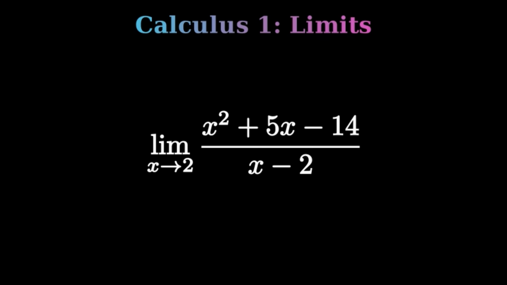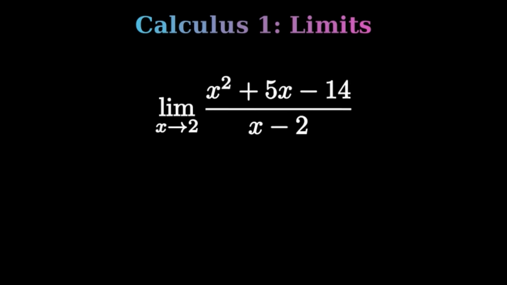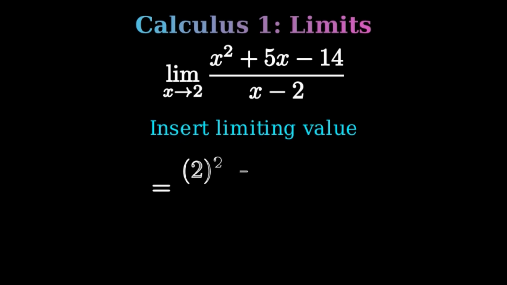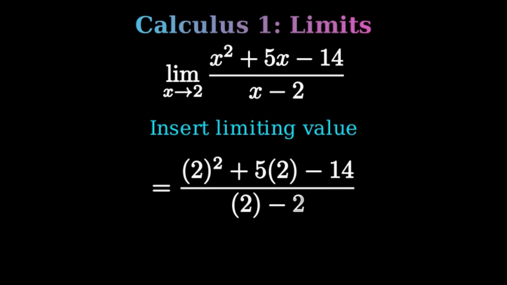To start these limits, the first thing you're going to want to do is try inserting the limiting value. You see that 2 by itself by the x, that's the limiting value. We're going to try to find the limit by inserting that everywhere you see an x. So what does that look like? Well, that looks like 2 squared plus 5 times 2 minus 14 over 2 minus 2.